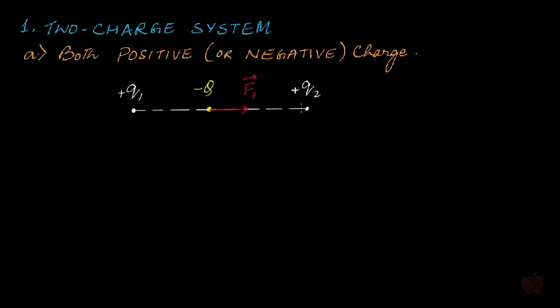Similarly, this charge will pull this in that direction, so it is acting from this point, but at this point the force is coming from here in this direction. Okay, so we call this force F2. Got it?